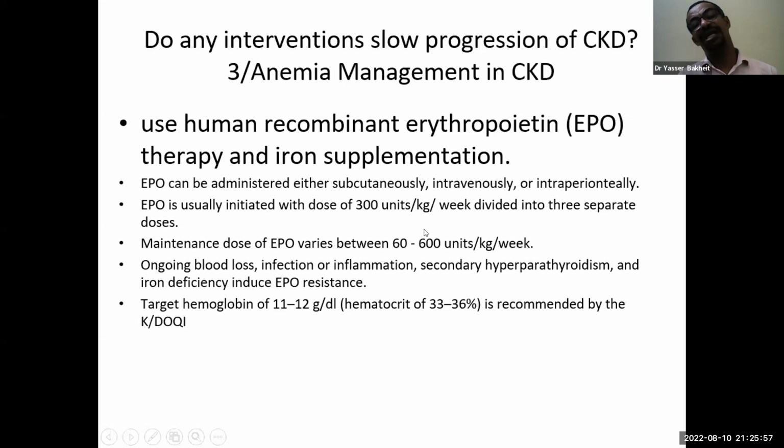300 units per kg divided into 3 separate doses. The maintenance dose of EPO is 60 to 600 units per kg per week. Ongoing blood loss, infection or inflammation, secondary hyperparathyroidism, and iron deficiency induce EPO resistance.